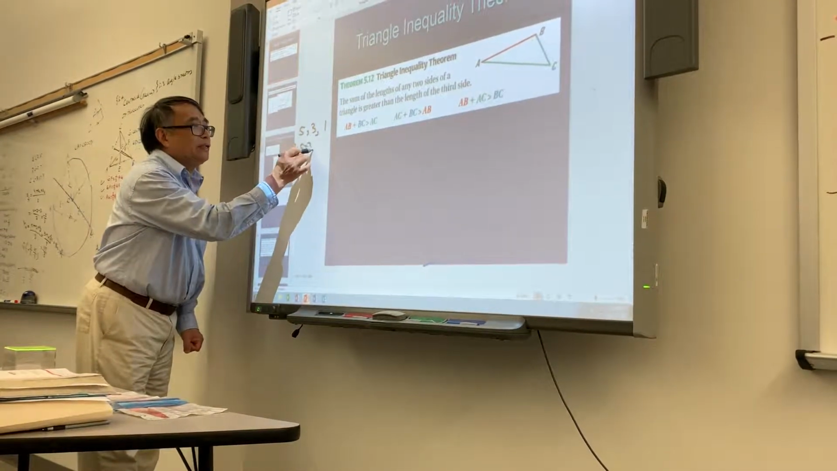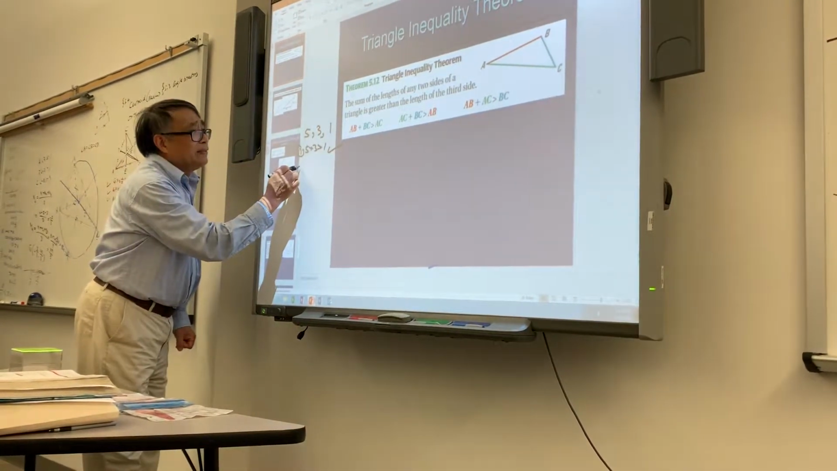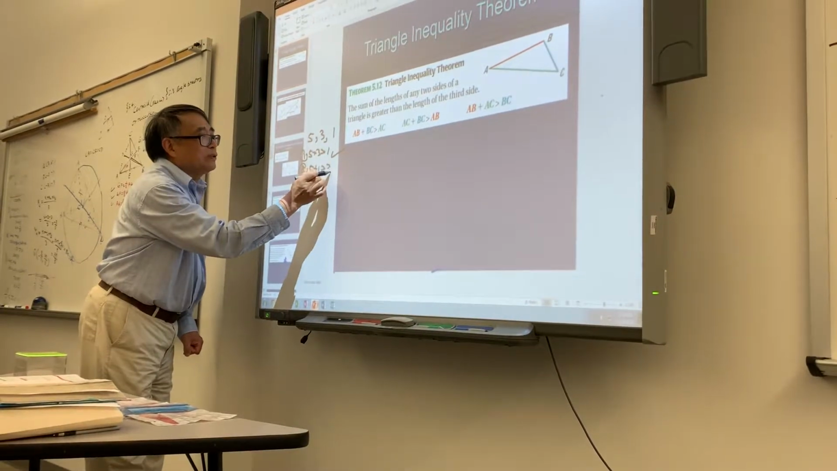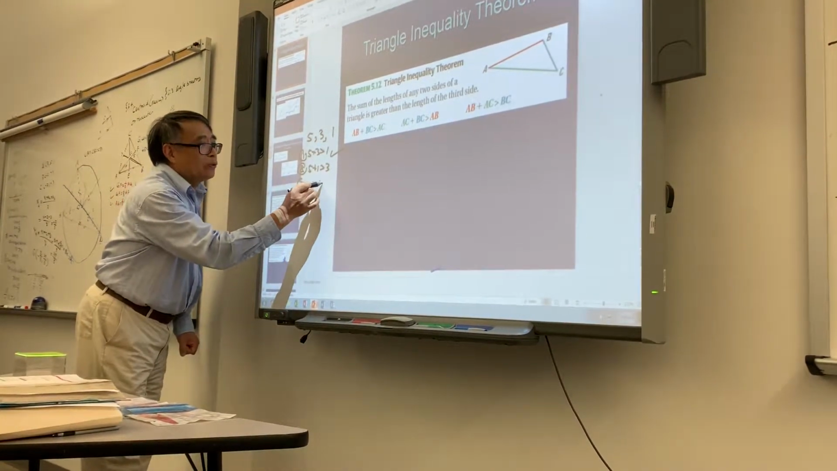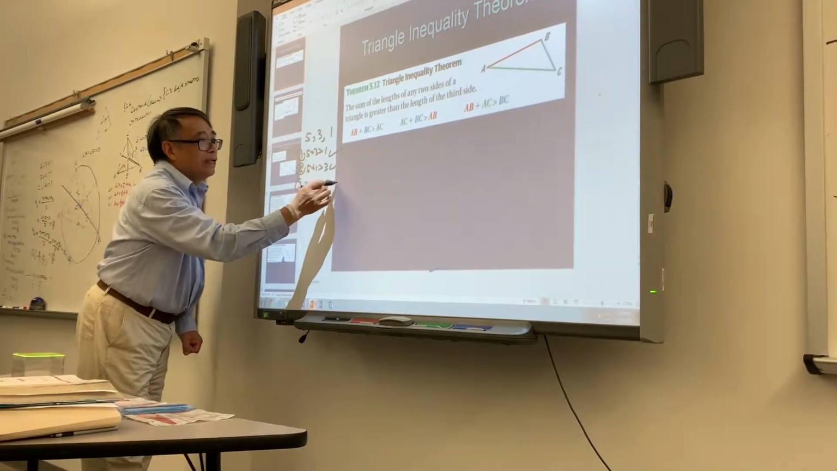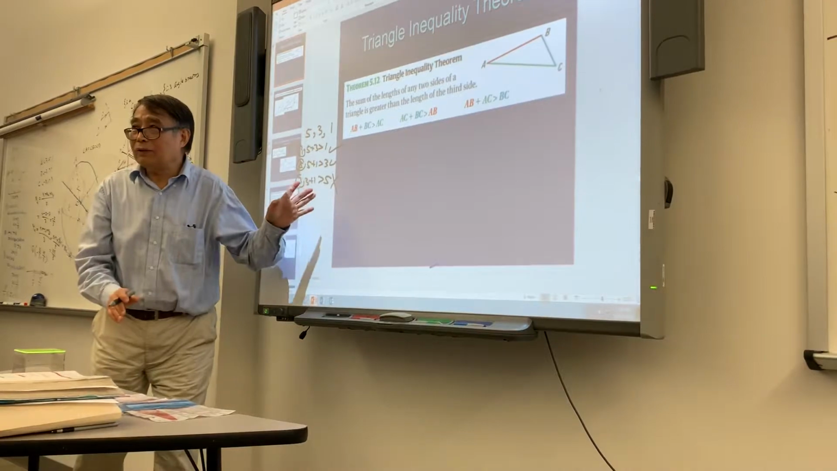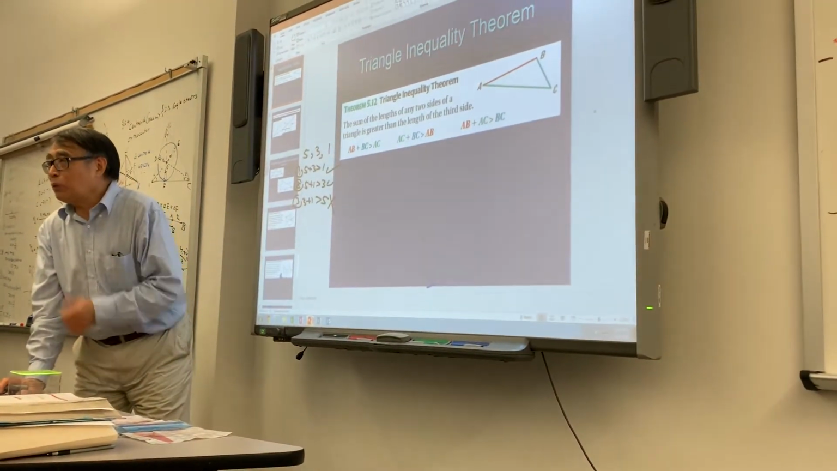5 plus 3 is greater than 1. Yes. And 5 plus 1 is greater than 3. Yes. But 3 plus 1 is greater than 5. No. So you cannot make a triangle. Some students think this is easy. Why do we have to check one by one? I will show you an example.